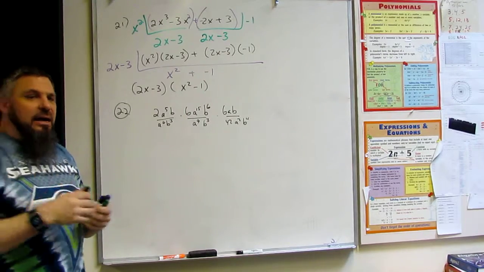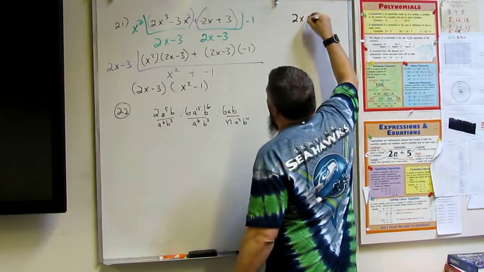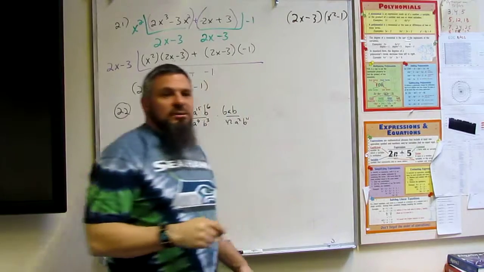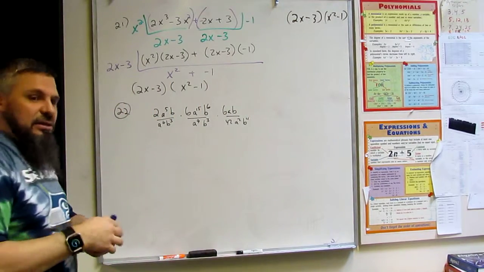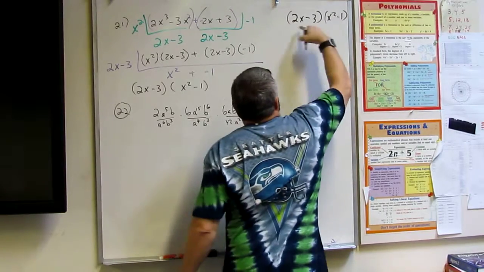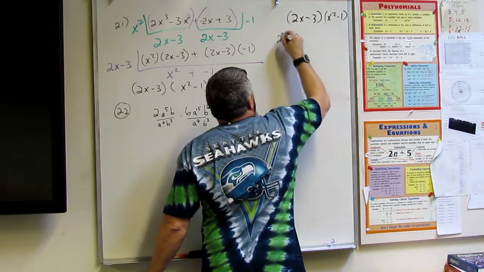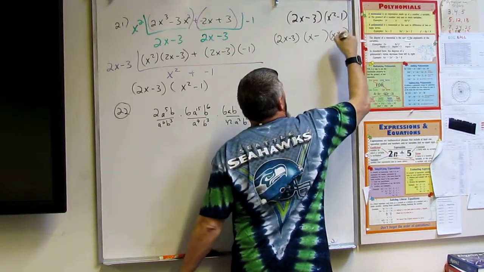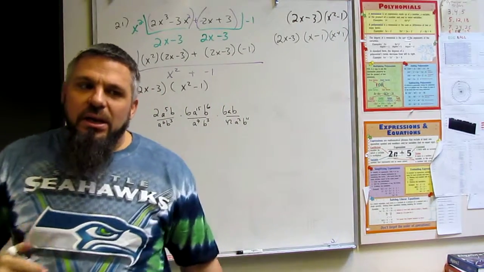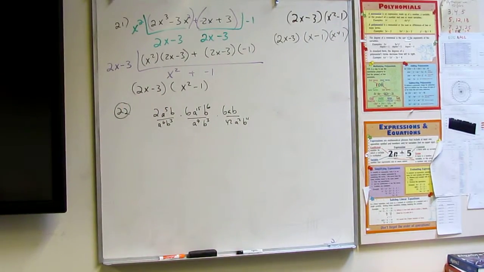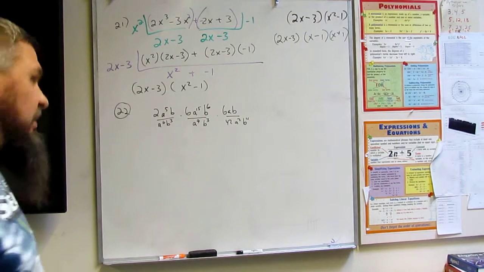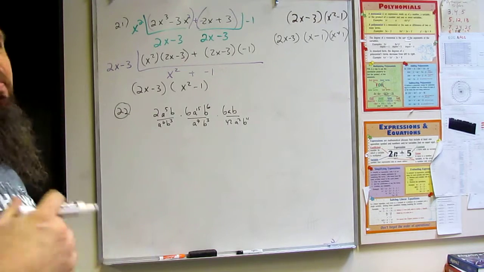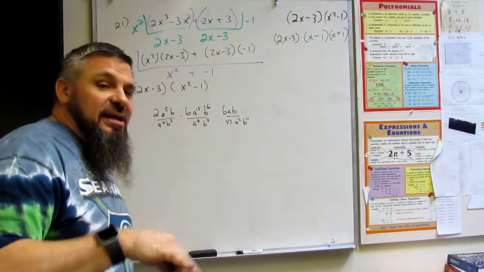Yeah, so let's rewrite this: 2x minus 3 and x squared minus 1. And I can break the x squared minus 1 down, since it's a difference of two squares. So this comes down to 2x minus 3, and this becomes x minus 1 and x plus 1. So the question is, which one of these is a factor? Well, 2x minus 3 is a factor, but so is x minus 1, and so is x plus 1. So there are 3 answers to this question.